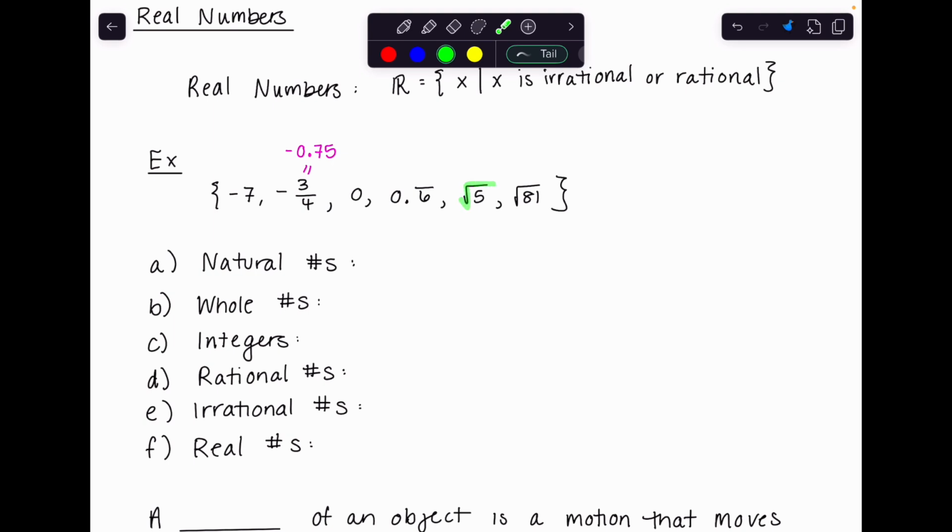Here, if you plug √5 into your calculator, it is not going to be a nice number. However, square root of 81 we can do. That is going to be 9.